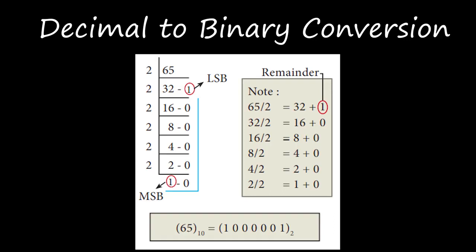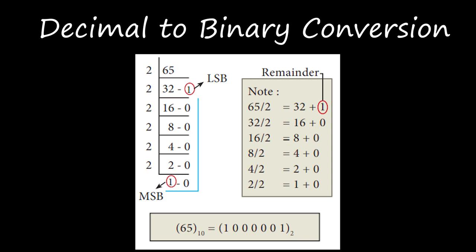So here, the last one is the MSB. That one we saw yesterday itself. It is the most significant bit. And the top one, the first remainder we get, is the LSB, the least significant bit, right? So here we start from the left end, and you write 1000001. Right, so this is the binary value of 65.